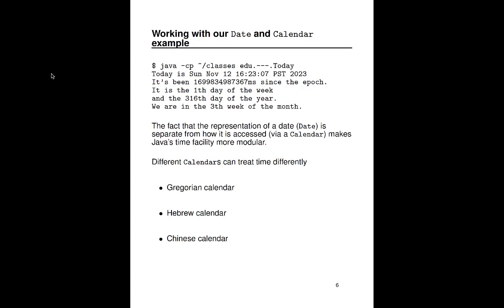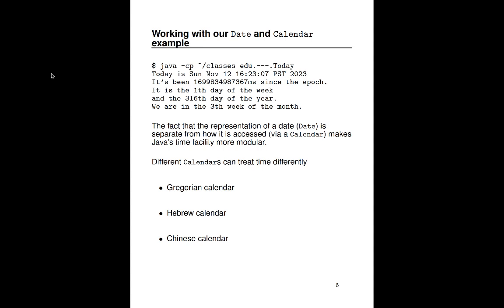When we run this program, we see the following output. Recall that we printed out "today is," and then the toString value of the date. And on the machine that I ran this on, the Date's toString method formats the date as the following. It provides Sunday, an abbreviated month, the date of the month, the time in 24-hour time, the time zone, and then the year. The second line of output contains the number of milliseconds since 1970. Because it was a Sunday, it was the first day of the week, and November 12th was the 316th day of the year in 2023. And we're in the third week of the month.